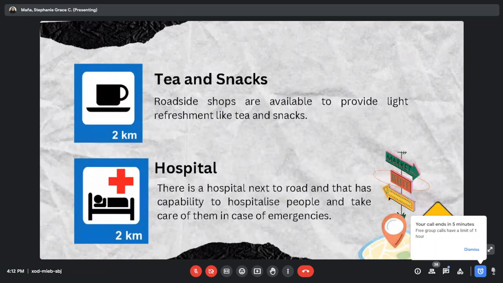The next sign is hospital. There is a hospital next to the road that has the capability to hospitalize people and take care of them in case of emergencies. So next po.